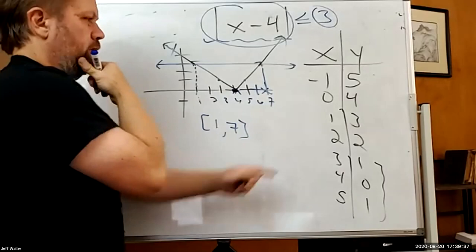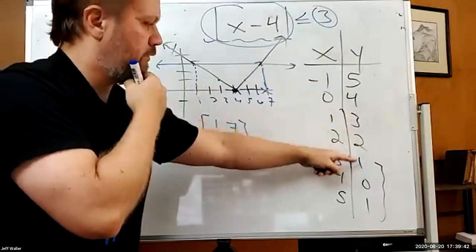And you can tell from the outputs, right? At 1, it's equal to 3, and then up to 7, it's going to be below 3 until it gets back up to 3.